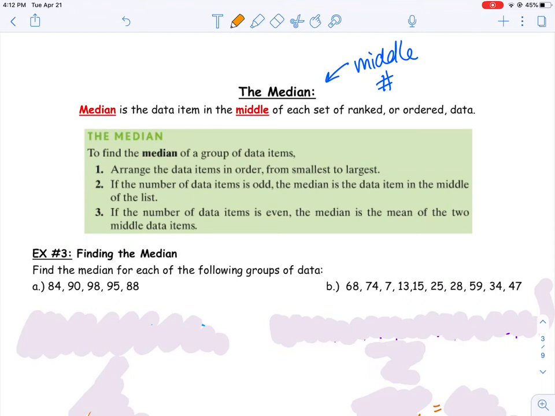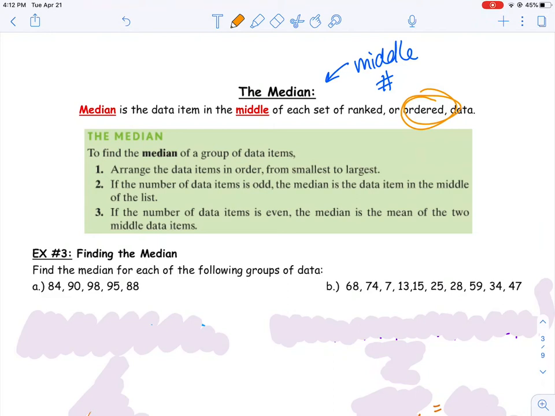The next measure of central tendency that we're going to talk about is what we call the median, or our middle, right? If you drive down the street and you say, watch out for the median, doesn't that mean the middle of the road? And so that's what helps me remember what median is. It means the middle. Now, median is the data item that's in the middle as long as your data is written in order. So that's a really important piece.